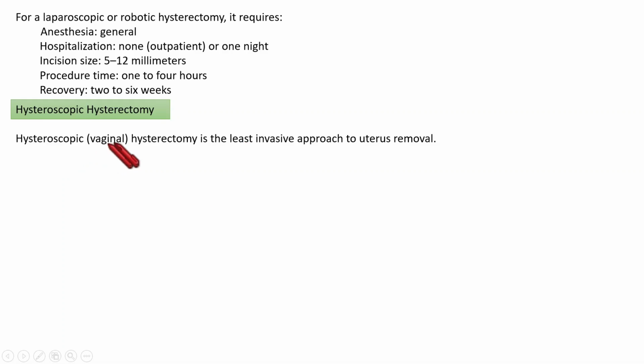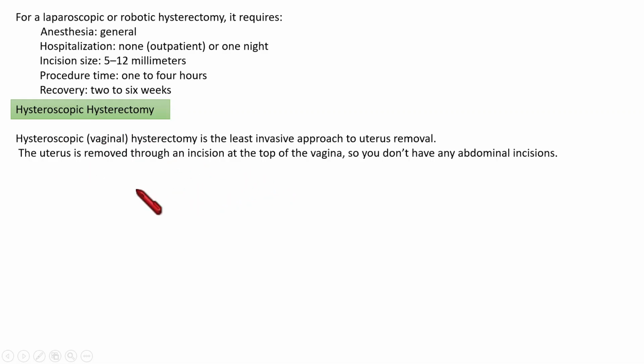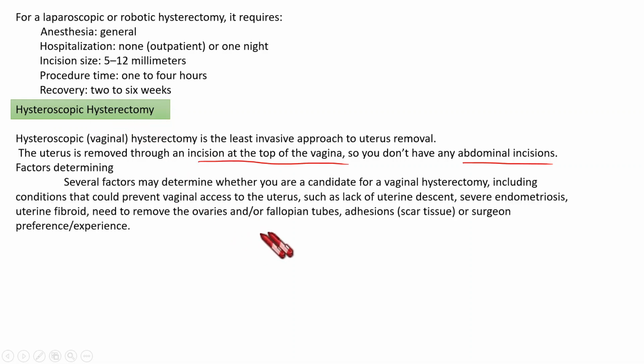So, hysteroscopic or vaginal hysterectomy is the least invasive approach to uterus removal without making too much invasion to our internal organs. Hysterectomy is possible if we follow this procedure. So here the uterus is removed through a small incision at the top of the vagina. So there's no need of any abdominal incisions here. And which are the factors that determine whether a patient can have hysteroscopic hysterectomy? So many factors are there.